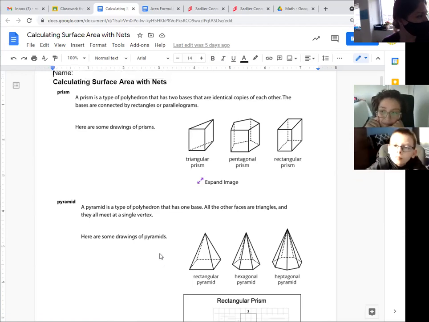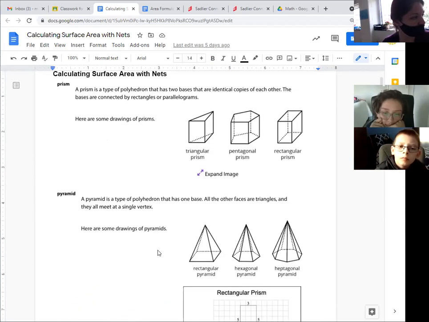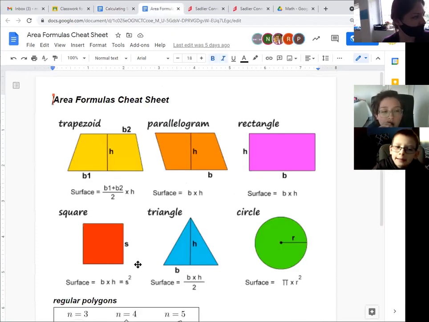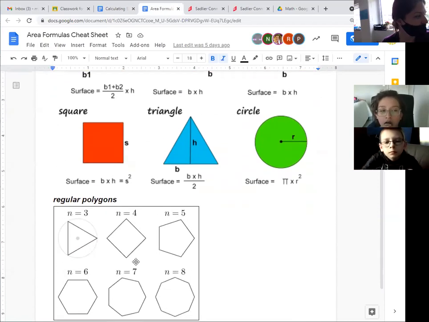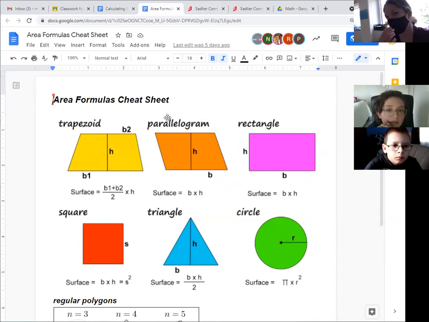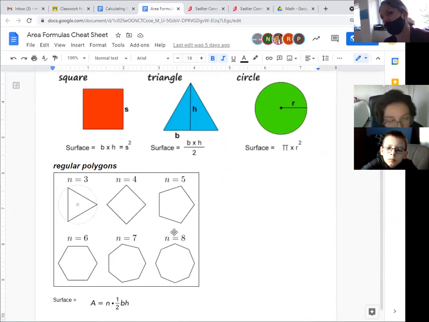People at home, I haven't posted this paper to you yet, but we will tomorrow. It will be on your posting. But today, this one is there, right? This one's there today. So this is the surface area or area cheat sheet for all the different polygons that we're going to be using over the week. Now, a circle is not a polygon, right? Because it has curved sides. But everything else on this page is.